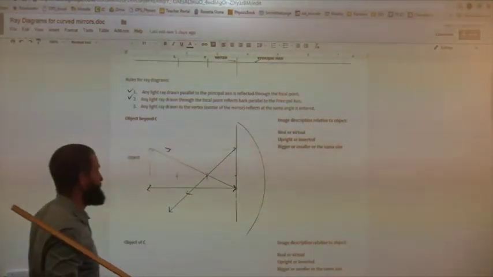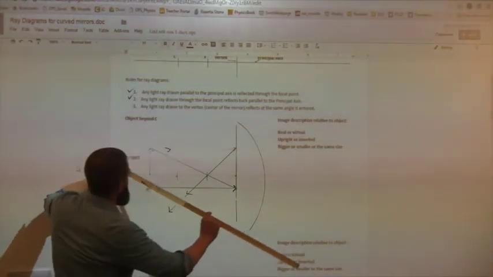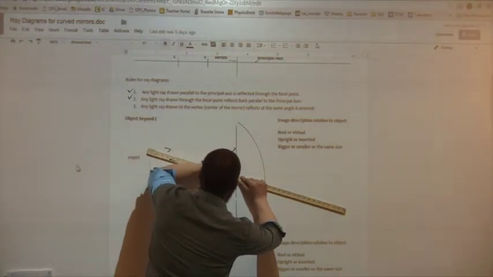So it actually would look like this. That's what the mirror should actually look like. But drawing a curve with that is not easy. So what I'm going to do is draw to the vertex from here. Notice these are all at the very tip.